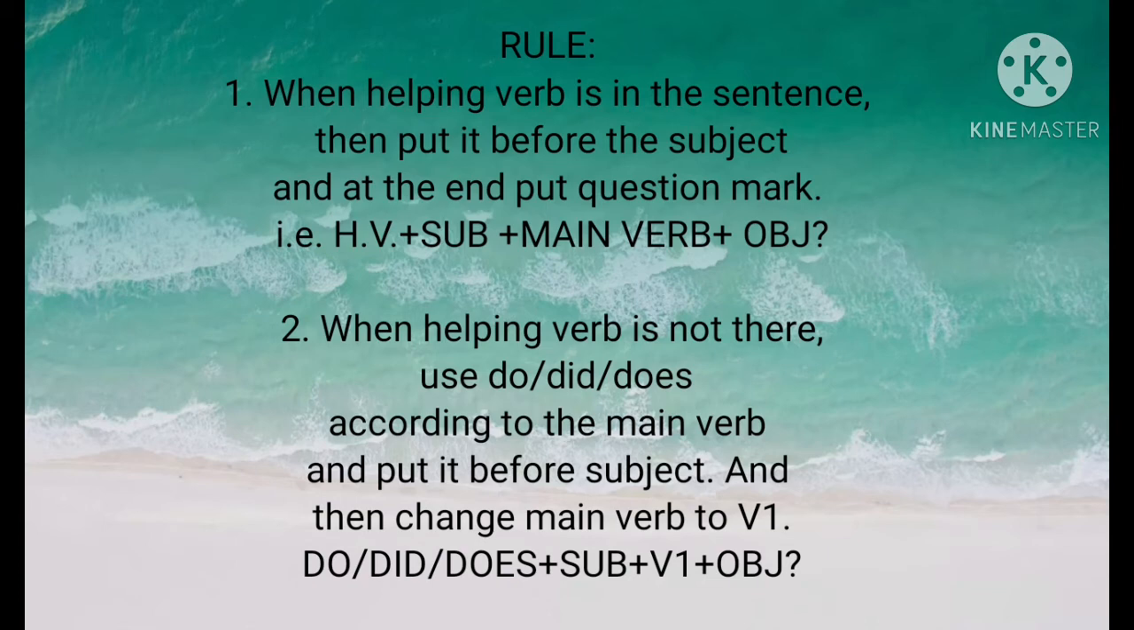Now see the second case, when a helping verb is not in the sentence. In this, the method is the same which we have used in making negative sentences. We have to use do, did or does according to the main verb, and then put do, did, does before the subject. So if there is a helping verb, put the helping verb before the subject, otherwise put do, did, does before the subject, and then change the main verb into V1. You will change the main verb into V1 only if you are using do, did or does. But if a helping verb is already given, then there is no need to change the main verb into V1.